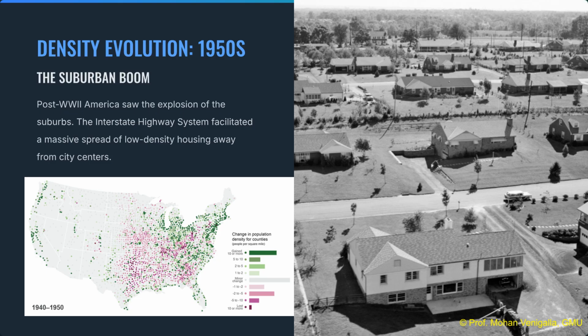The green dots on the map spread west during the 1940s and 1950s, indicating that the western United States was becoming more urbanized. This era is primarily defined by the suburban boom following World War II. Critically, the development of the interstate highway system played a major role, facilitating a massive spread of low-density housing and development away from the central city centers.